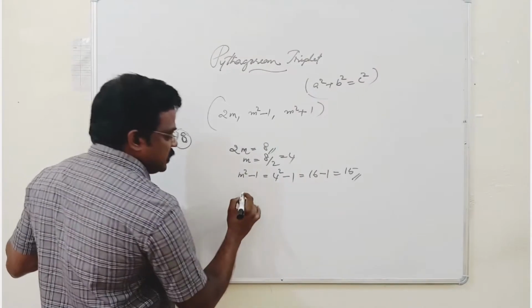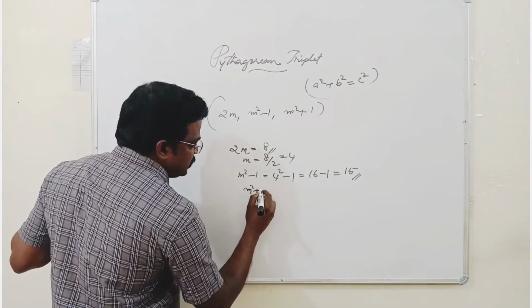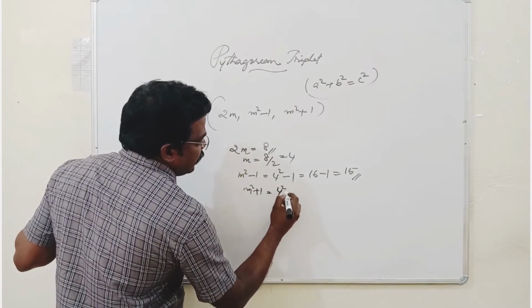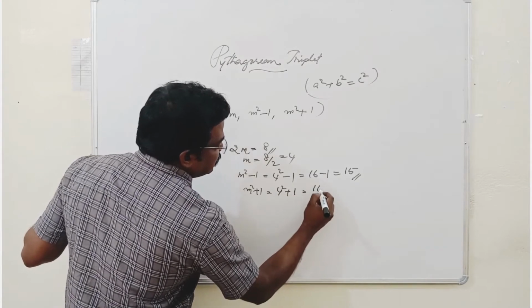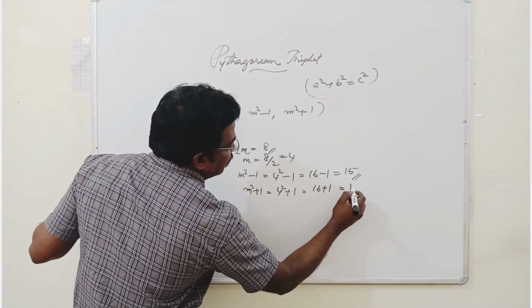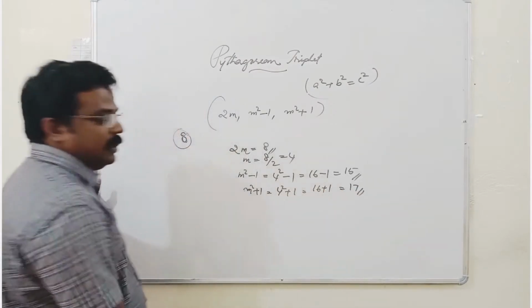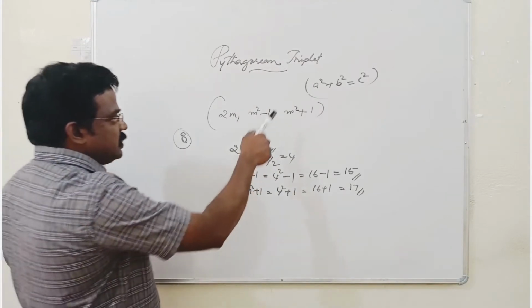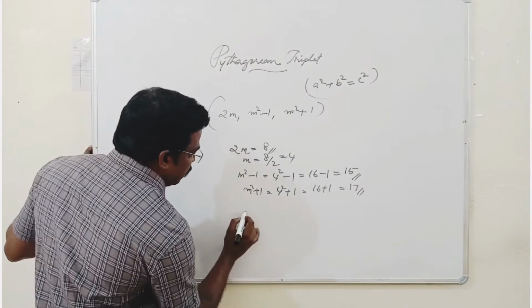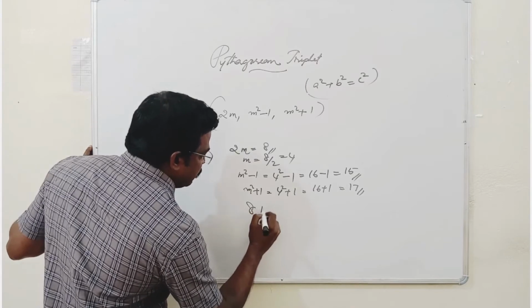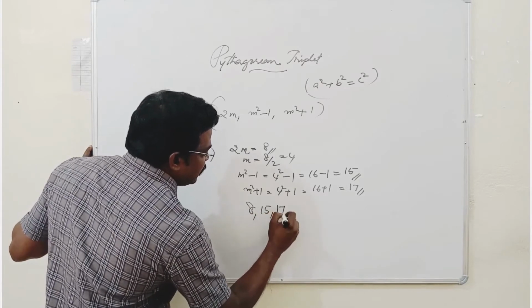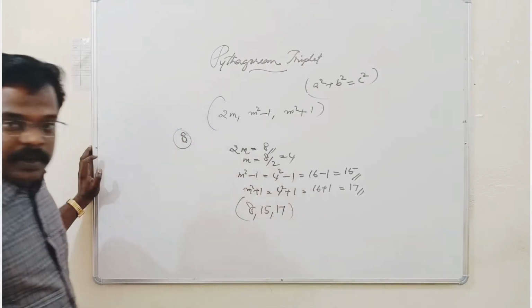Then third number is m square plus 1. 4 square plus 1, 16 plus 1, that is 17. We got the third number. So here in this Pythagorean triplet, the smallest number was 8, next number is 15 and 17. This is the Pythagorean triplet.